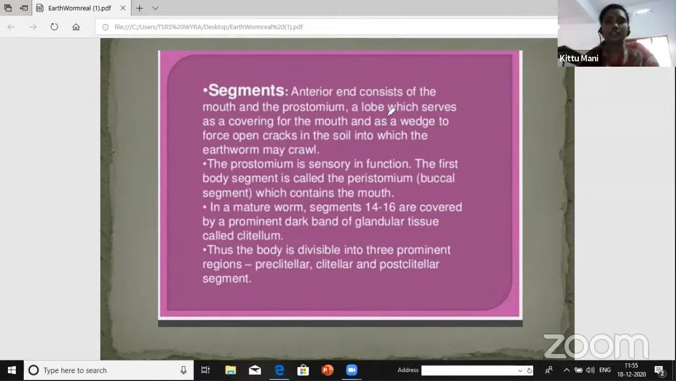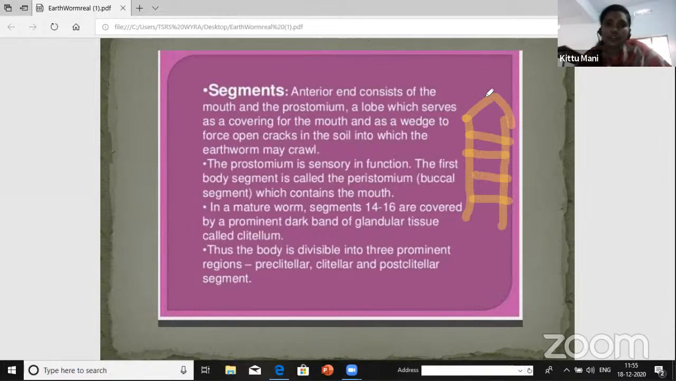One second, I will show. Here, for example, it is an earthworm. The dorsal view, these are the segments. Okay, this is the dorsal view and this is the ventral view. Those sides are the lateral.